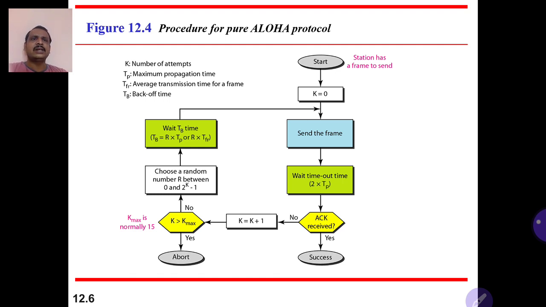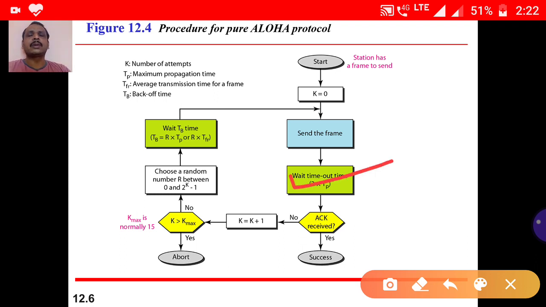Suppose we transmit the data. How much time is required to know whether the data succeeded or not? Whichever packets or frames we transmit, we wait some amount of time. That amount of time is usually equal to the round trip propagation time, the time to cover the distance to and from. That is twice the propagation time. After sending the frame, we wait 2 times Tp, the round trip propagation time.